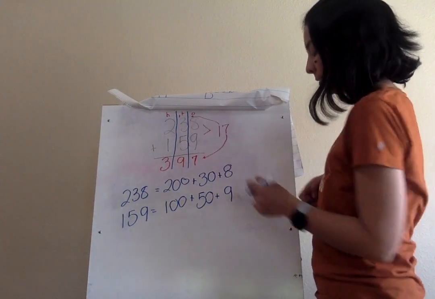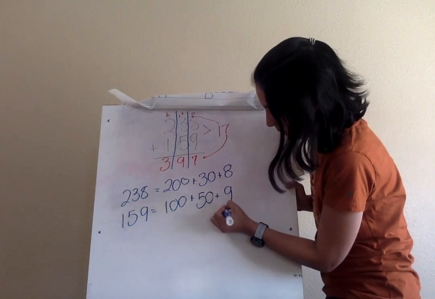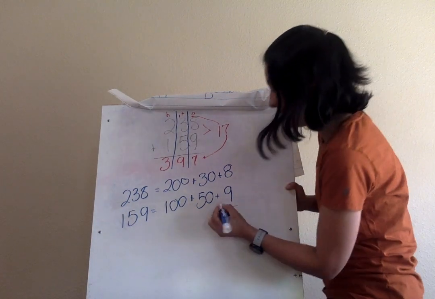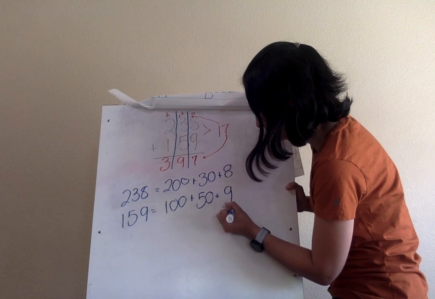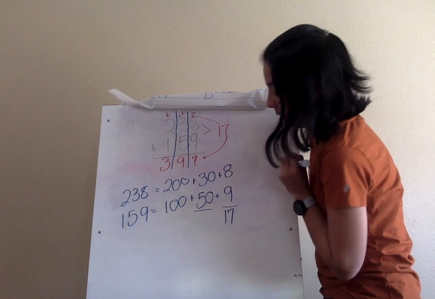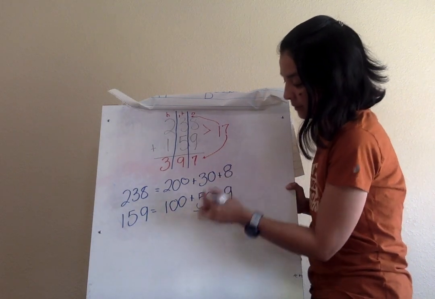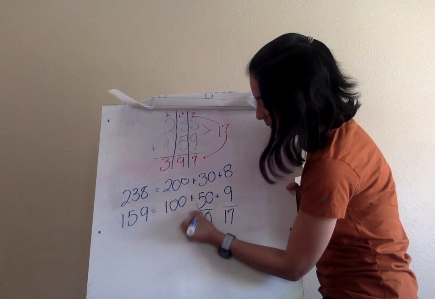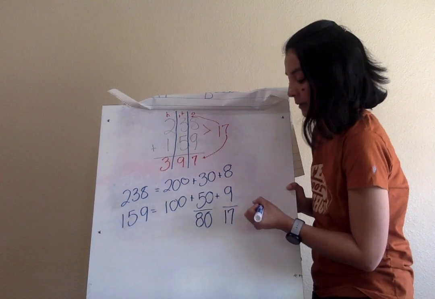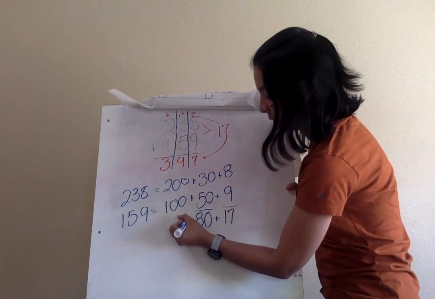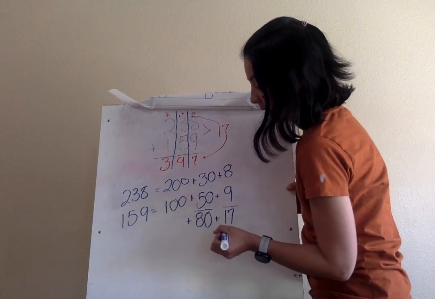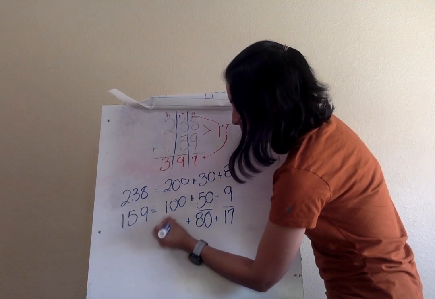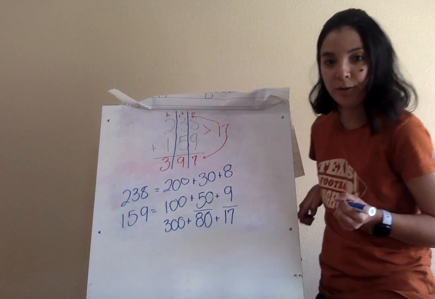Okay, what do we say? We're going to start with our ones. So I'm going to add my ones together. I know that 9 plus 8 is 17. And then my tens, 50 plus 30 gives me an 80. Need to remember my plus sign. And then my hundreds. 200 plus 100 will give me 300.